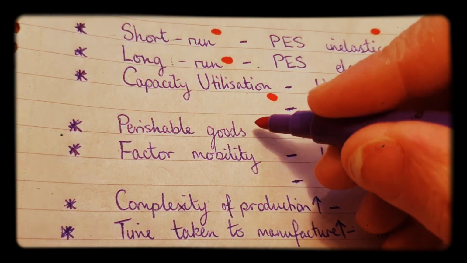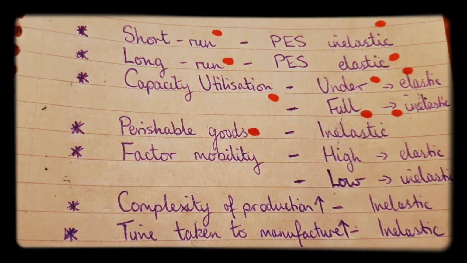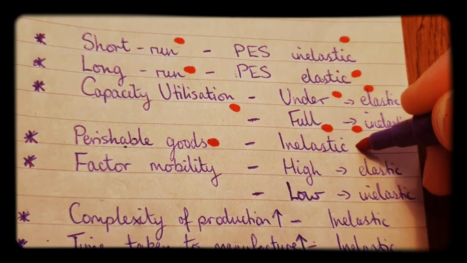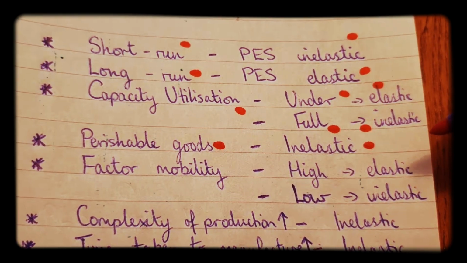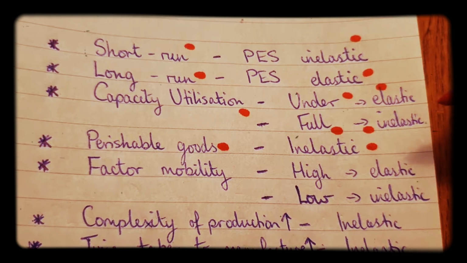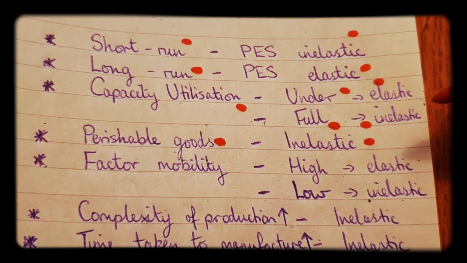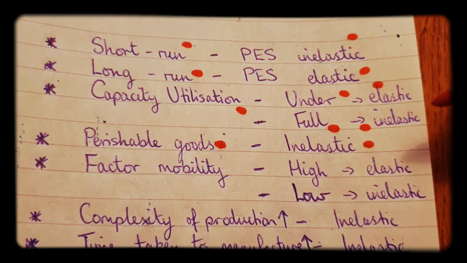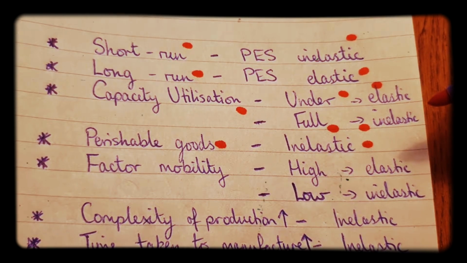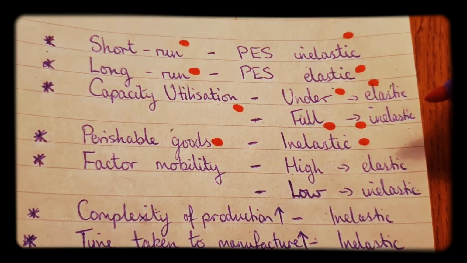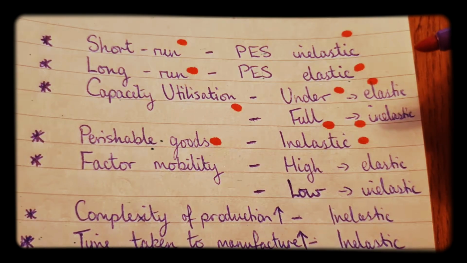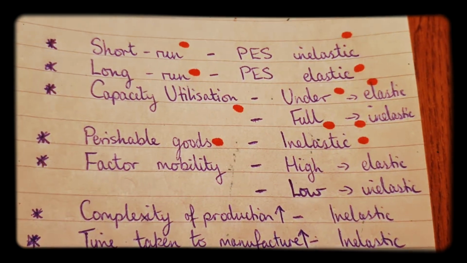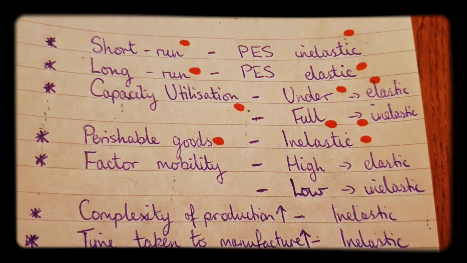Another one is, is the good a perishable good? So does it go off? Does it have a sell-by date, for example? In this case, PES is usually inelastic because in the case of perishable goods, the supply is only good for a certain amount of time. So if the price goes up for this good, the manufacturer can't rush to produce too much because if they do, the good is likely to perish. They cannot store this good in mass quantities in their storerooms for a very long time.